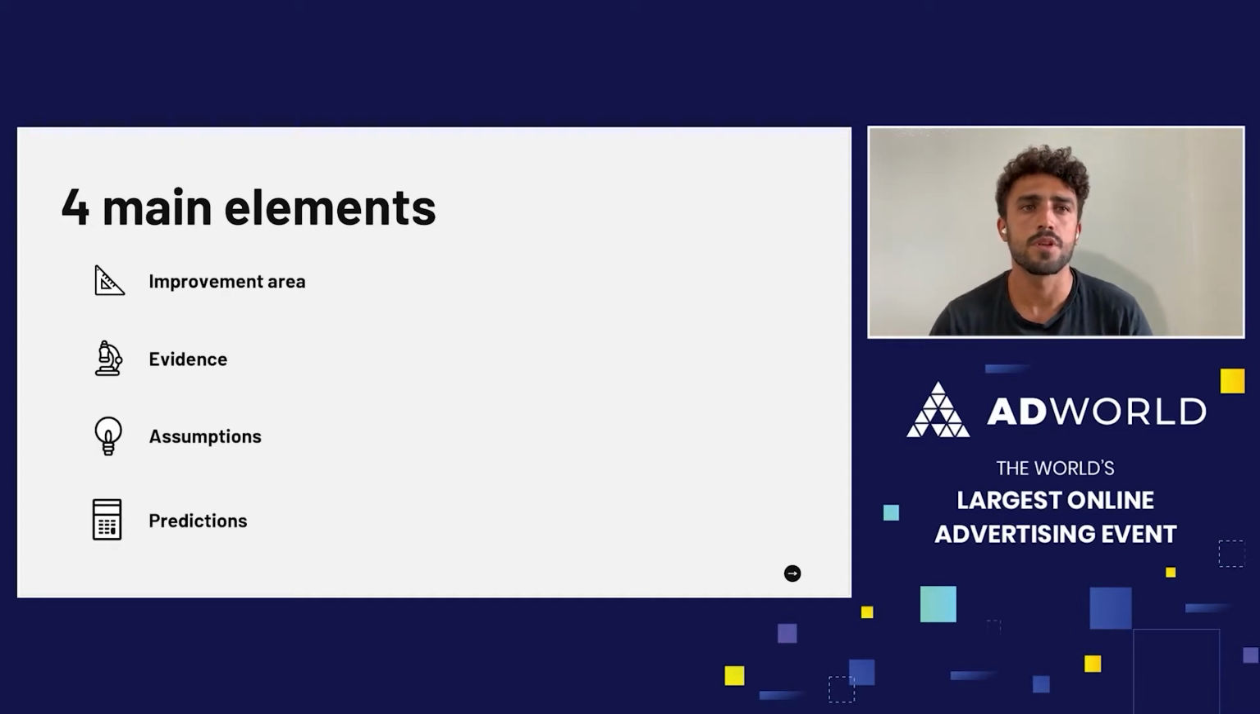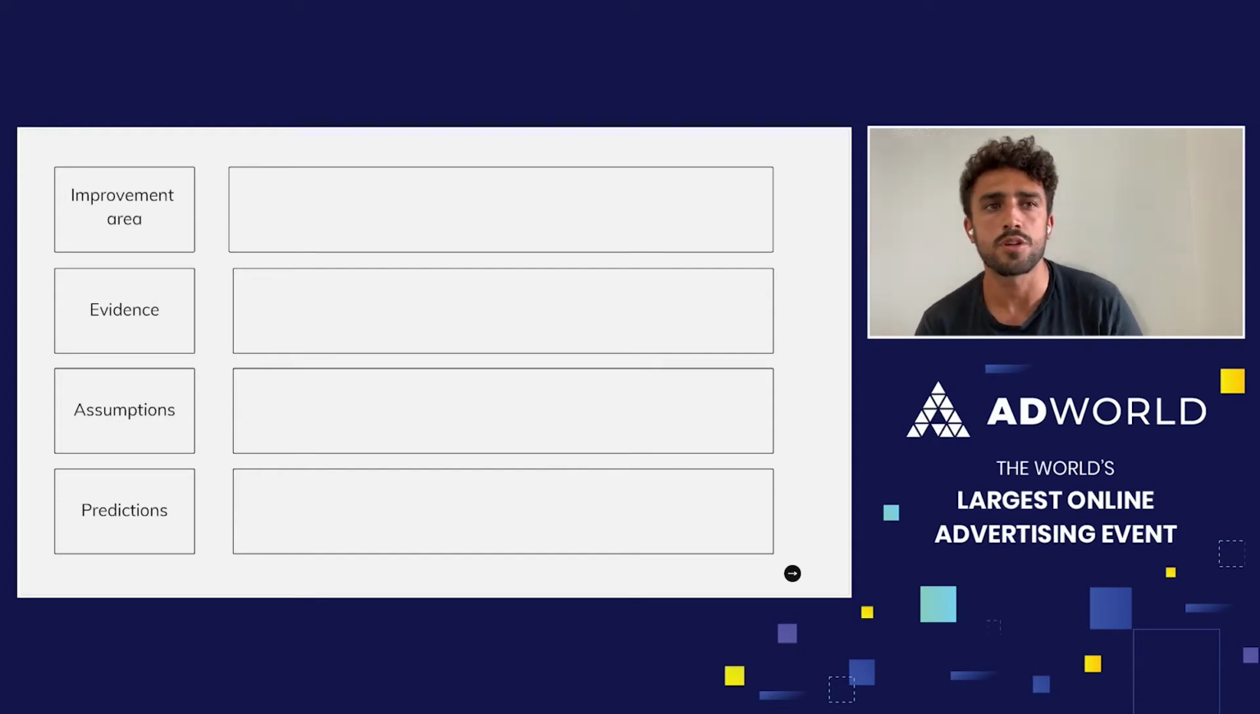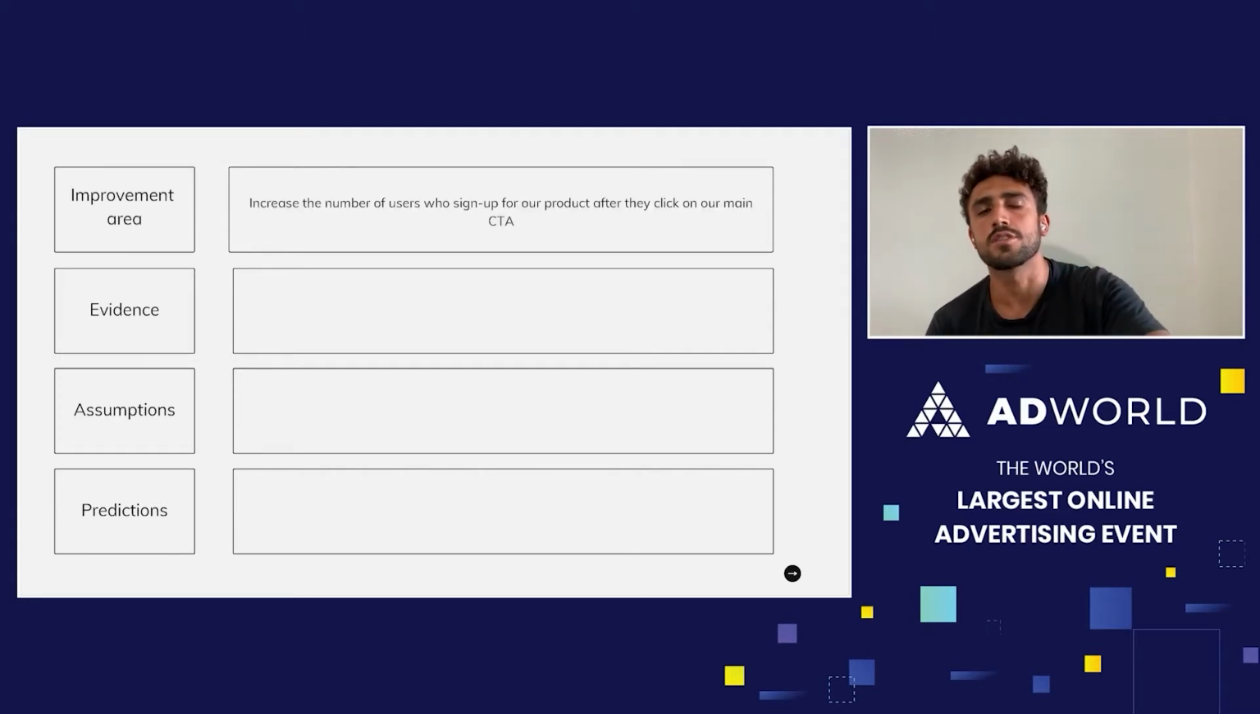So for example here, since you know where you want to run your experiment, we saw that there might be an opportunity after people click the CTA and then sign up to your product. We need to identify what we are trying to solve there and what we are trying to improve. In this case, the improvement area and the problem we're trying to solve is to increase the number of people who sign up for our product after they click on the CTA. We believe we can do this because people that click on the CTA probably have a higher intent to sign up, and we can increase that conversion rate overall.